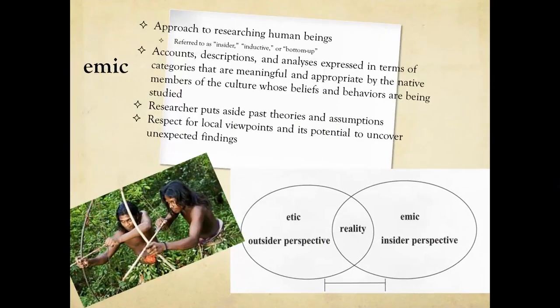The next two terms, emic and etic, are two contrasting approaches to researching human beings. Emic is referred to as insider, inductive, or bottom-up. Accounts, descriptions, and analyses expressed in terms of categories that are meaningful and appropriate by the native members of the culture whose beliefs and behaviors are being studied. Researcher puts aside past theories and assumptions and has respect for local viewpoints and its potential to uncover unexpected findings.